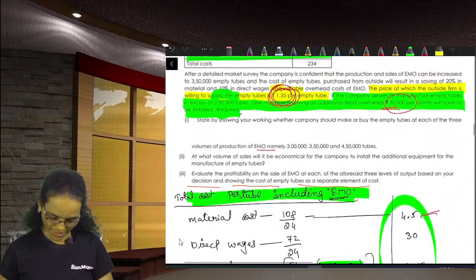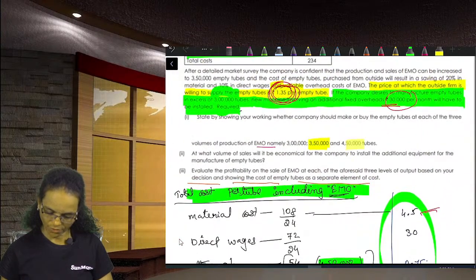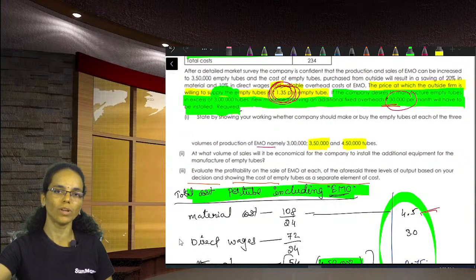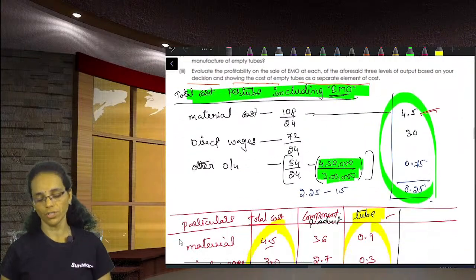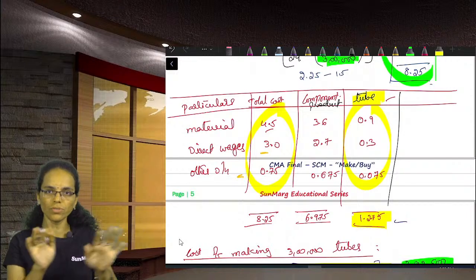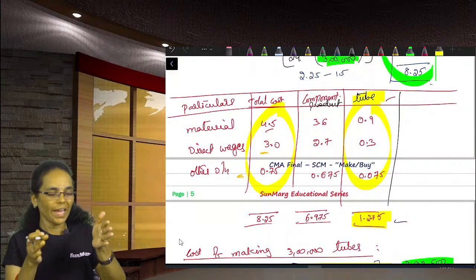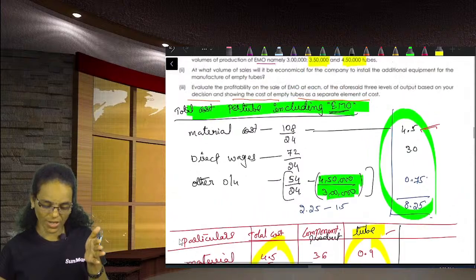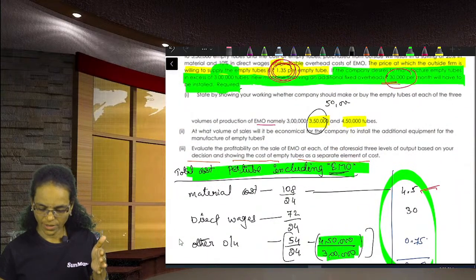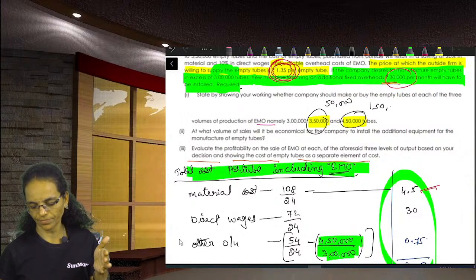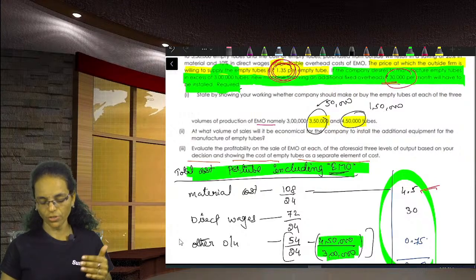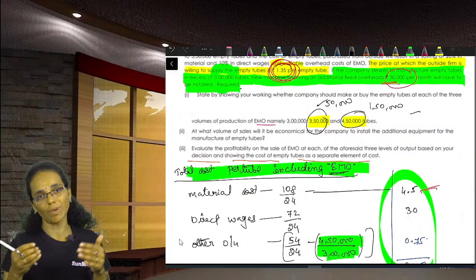Next, what is given? Next 3,50,000 and 4,50,000 is given. Here we need to see for the 3,50,000 and 4,50,000 units also. See, up to 3 lakhs units we have manufactured, no issues, everything is fine. In excess of 3 lakhs, how many units? Here 50,000 units, here 1,50,000 units. So, if we manufacture, what is the cost for these 50,000 units and 1,50,000 units respectively, we will see.